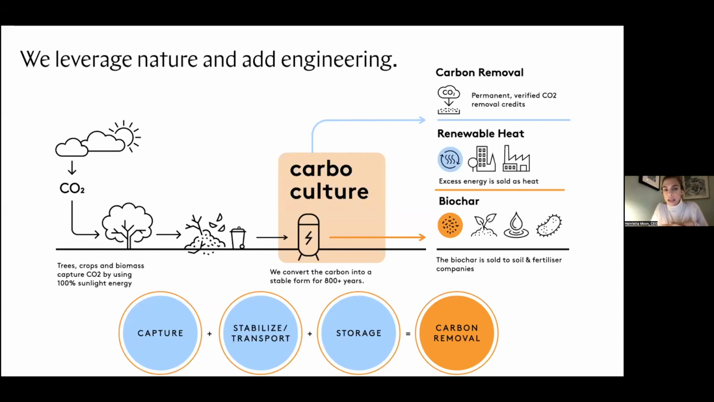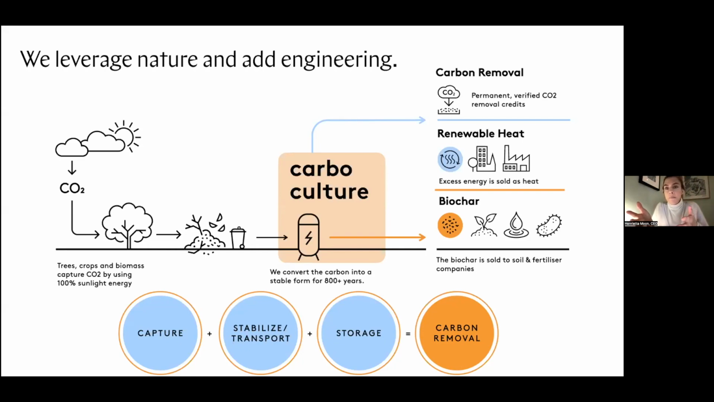And somebody asked earlier, what is the rough mass energy balance? So if we take 3 to 4 tons of biomass, we generate 1 ton of biochar, generate about 10 megawatts of heat, and then about 3 tons of CO2 removed. So it's a very good conversion rate, and all of these 3 products are, of course, commercializable and various revenue streams for us.